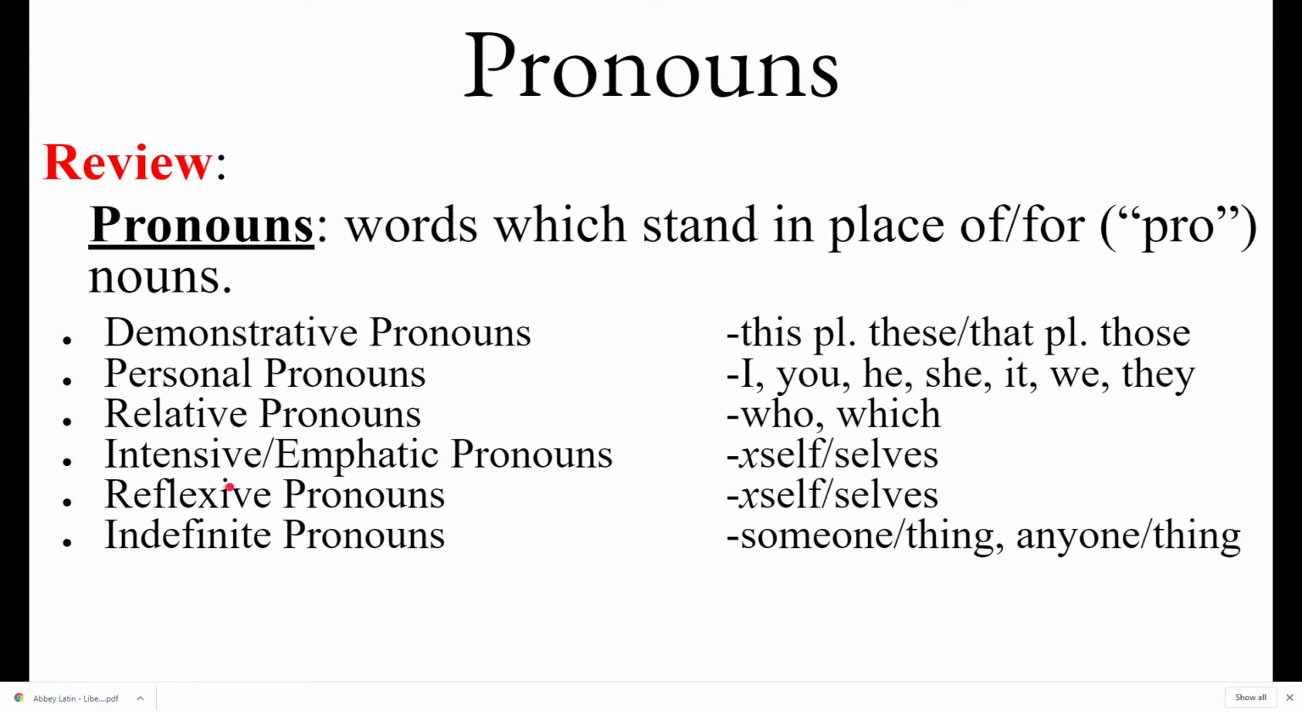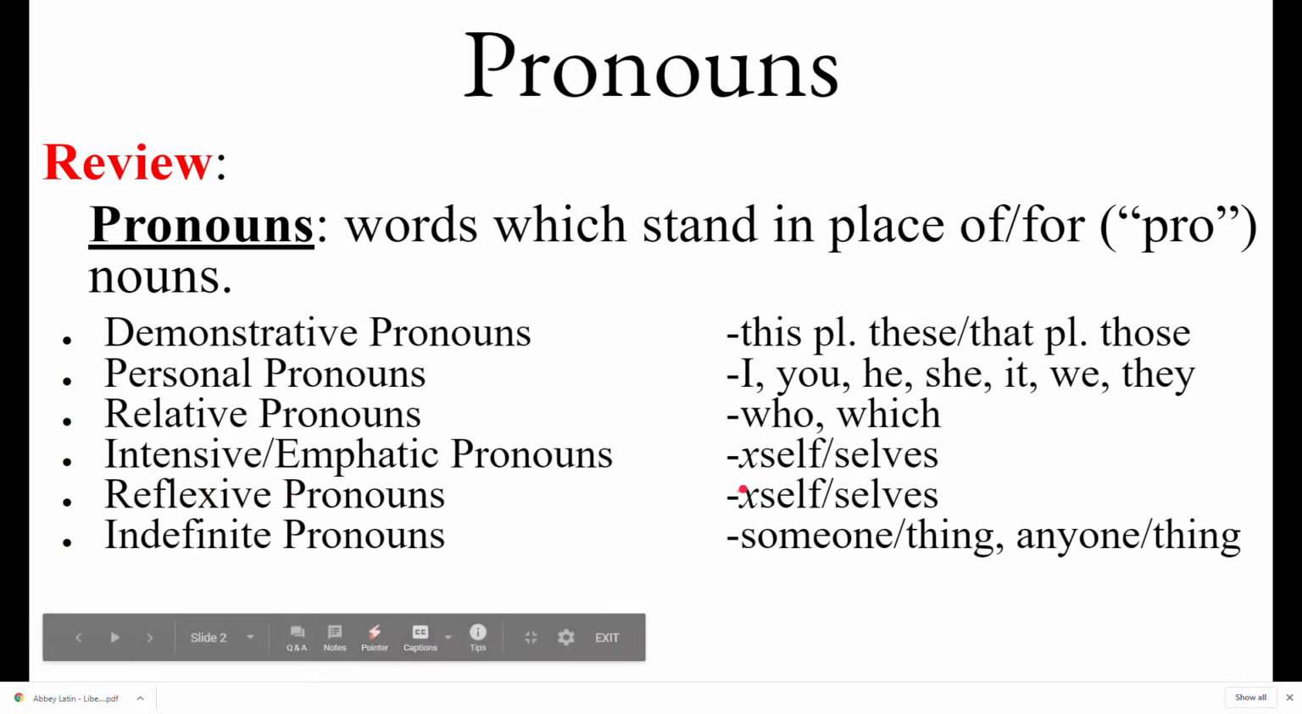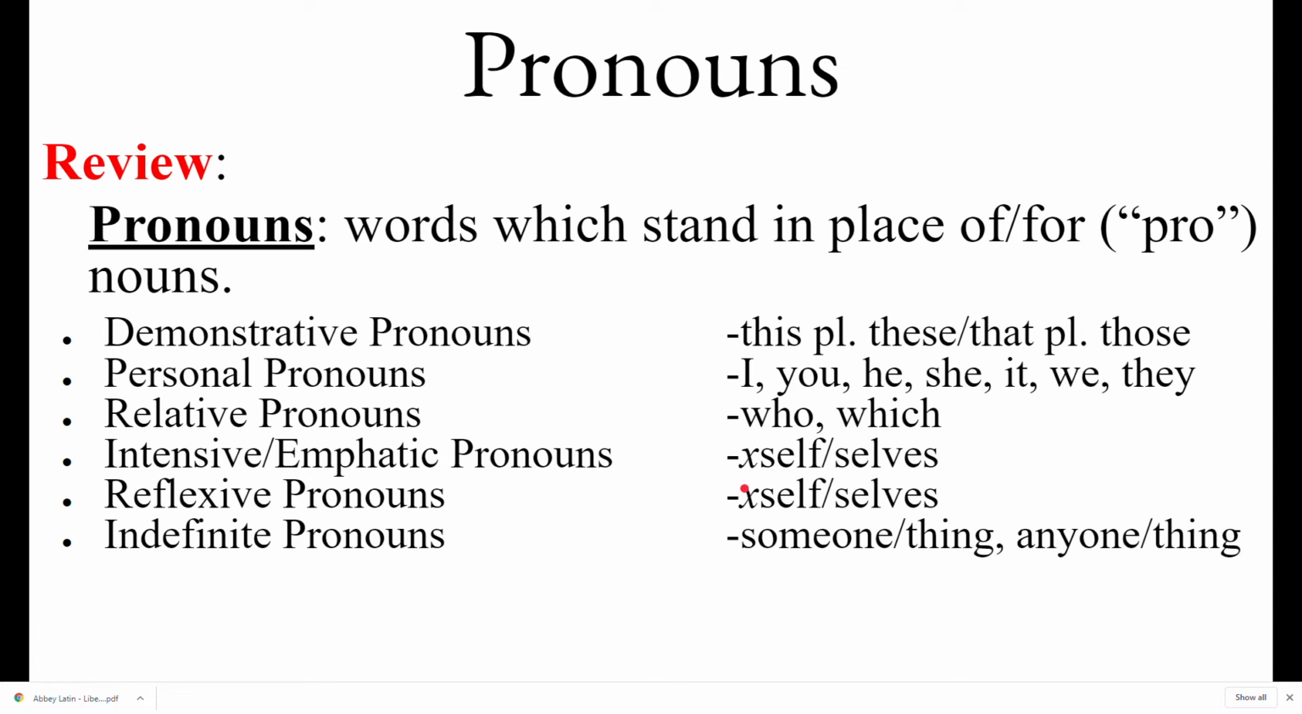The reflexive, oof, English, this is a little awkward. It's pretty much the exact same in form as the intensive and emphatic pronoun, and students often get these two confused. There will be a lesson later on how to tell the difference between the two. And indefinite pronouns, so someone or something in the neuter, or anyone, anything, also in the neuter.